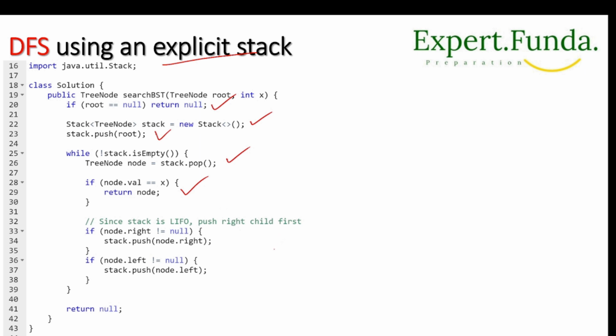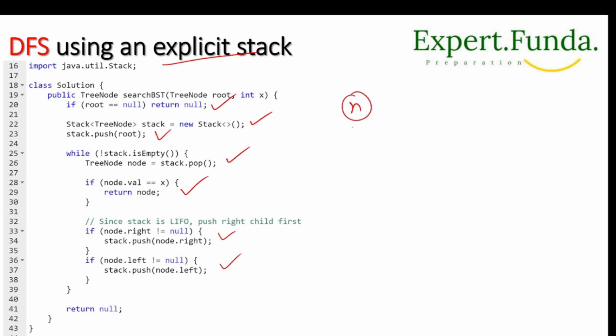Otherwise, we know the stack is LIFO, so first we push the right child, and then we add the left child on the stack, so that on top we have the left one. We go through the left first, it will traverse, and then it will check the right, so it does DFS like that.